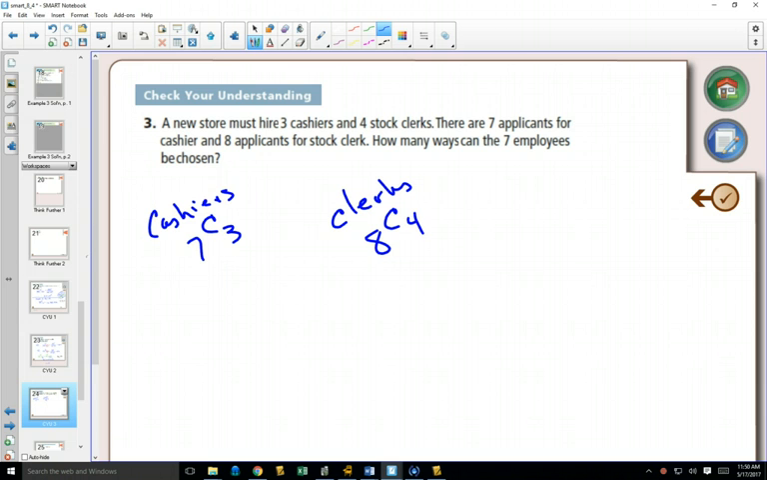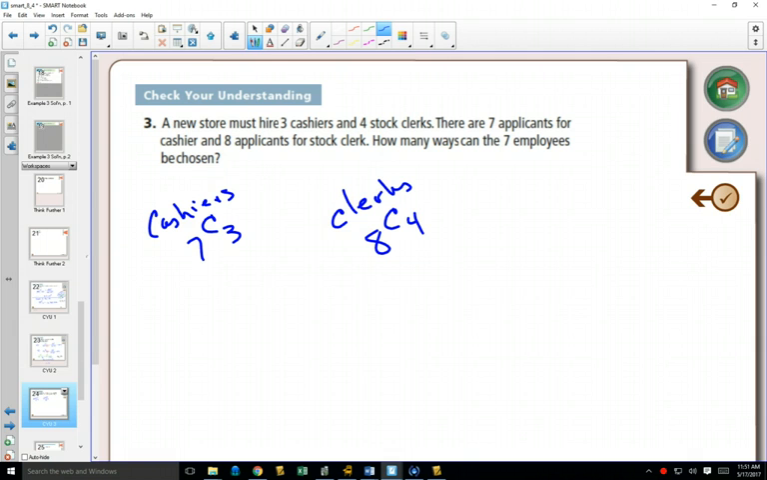Are we going to take this and add these 2 answers together? Is this a cases question? Or are we going to take these things and multiply them together because this is a spaces question? Well, the way to think about it is, what are you doing? Whenever you're doing a cases question, you've counted something in its entirety. What do we want to count here? We want to count how many ways 7 employees can be chosen.